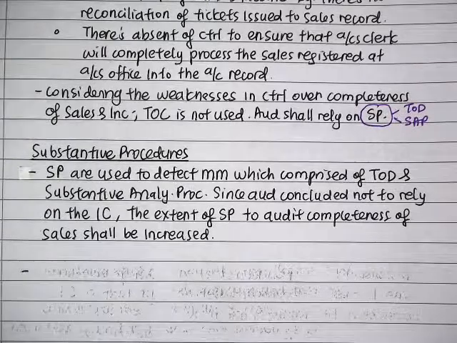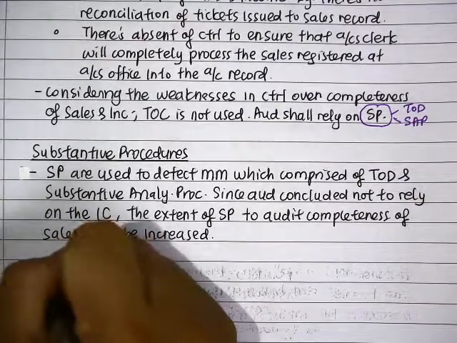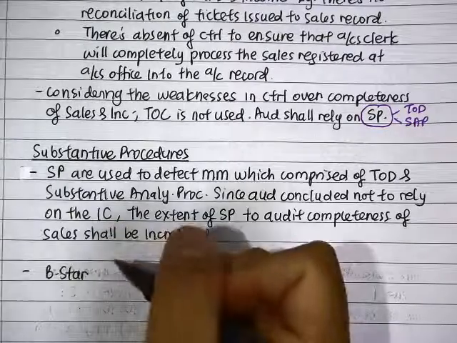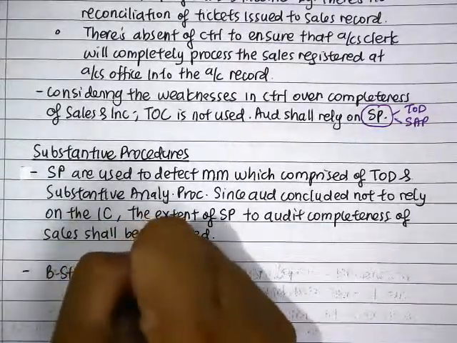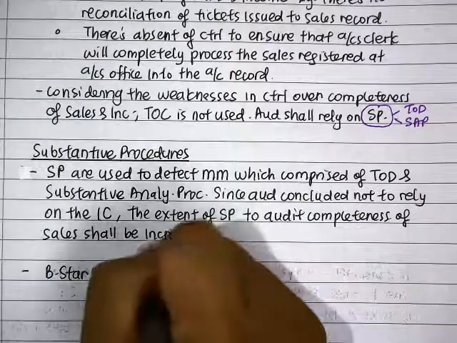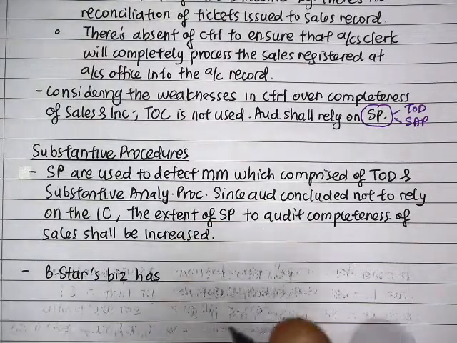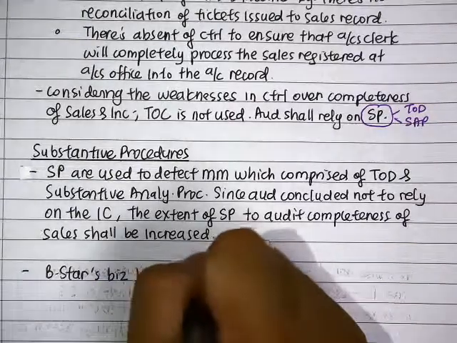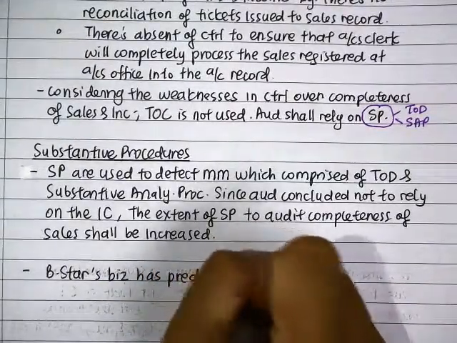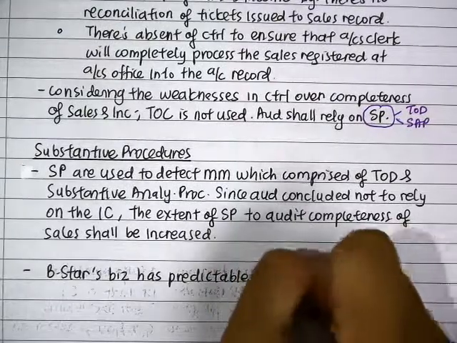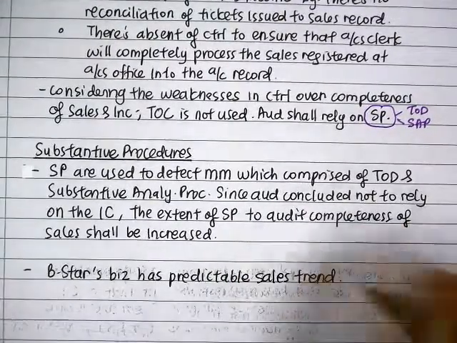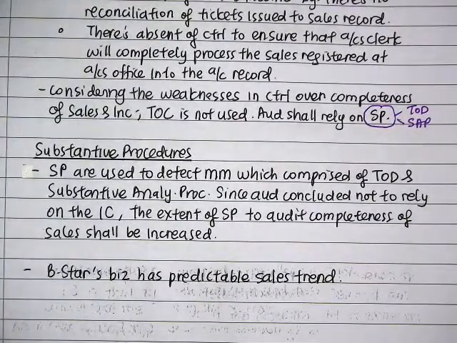And then what about the mix of TOD and SAP? Okay, now B star's business has predictable sales trend. Okay, it has predictable sales trend.